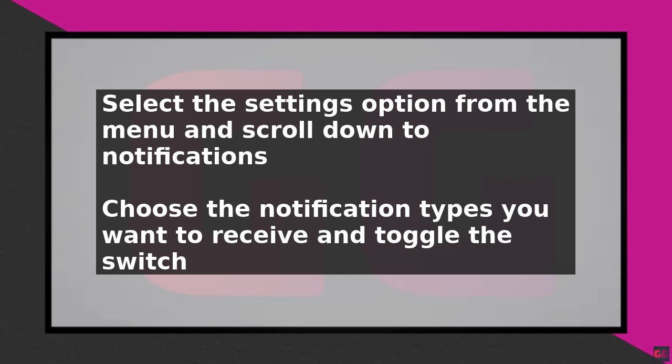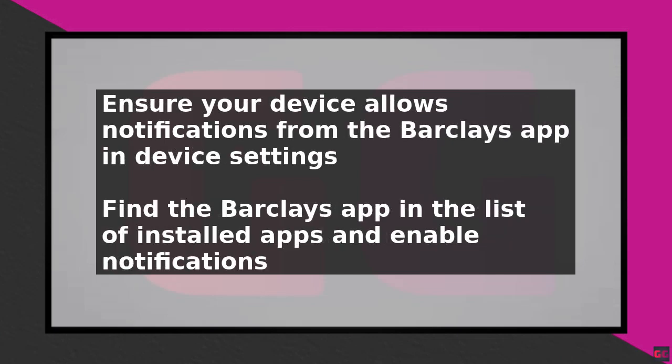It is also important to ensure that your device allows notifications from the Barclays app. To do this, go to your device settings, select the Notifications option, and find the Barclays app in the list of installed apps. Make sure the Allow Notifications option is enabled for the Barclays app.